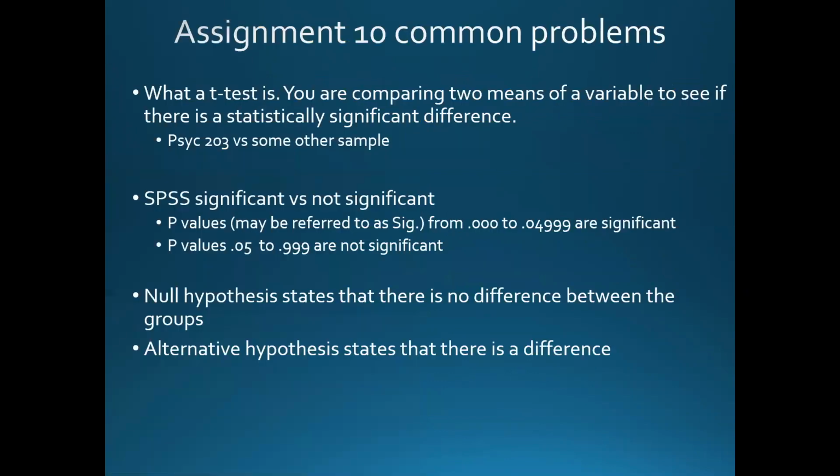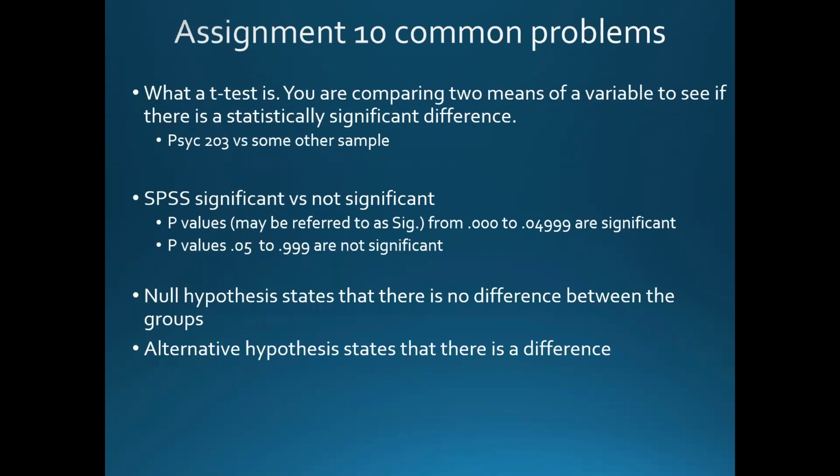All right, first, here are some common problems that I found on assignment number 10, which you all should have received this weekend. Some people struggled a little bit, I think, with understanding what exactly a t-test does. I think people really overthought this. At a very basic level, a t-test just assesses the difference between two groups on one variable. And it determines if there's a statistically significant difference between the two.